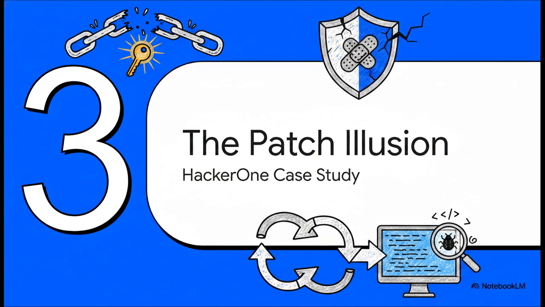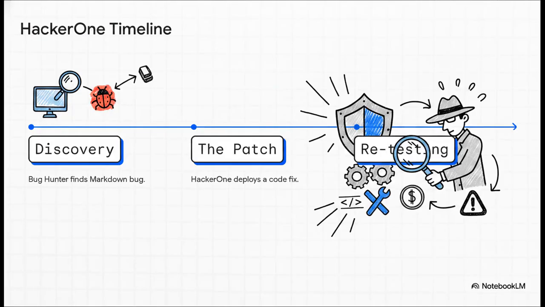Section 3. The patch illusion. A HackerOne case study. When a company deploys a fix for a flaw, we all just assume the platform is secure now, right? Well, not exactly. Let's look at the timeline of a digital detective story involving the bug bounty platform itself, HackerOne.